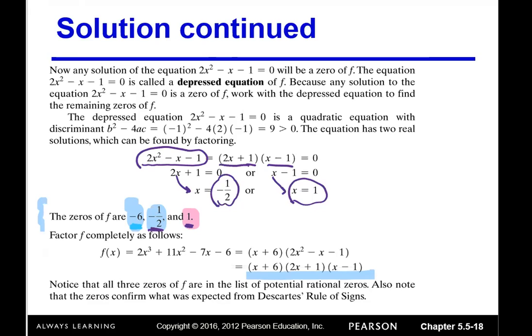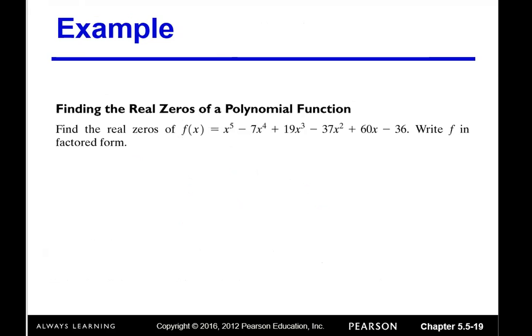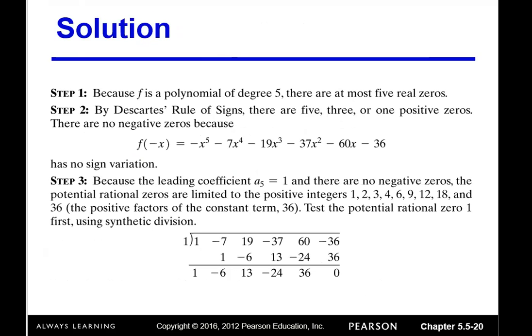Like I said earlier, this section is jam-packed full of stuff. Here's another example, finding the real zeros. This one is a degree 5, so at most there's 5 zeros.